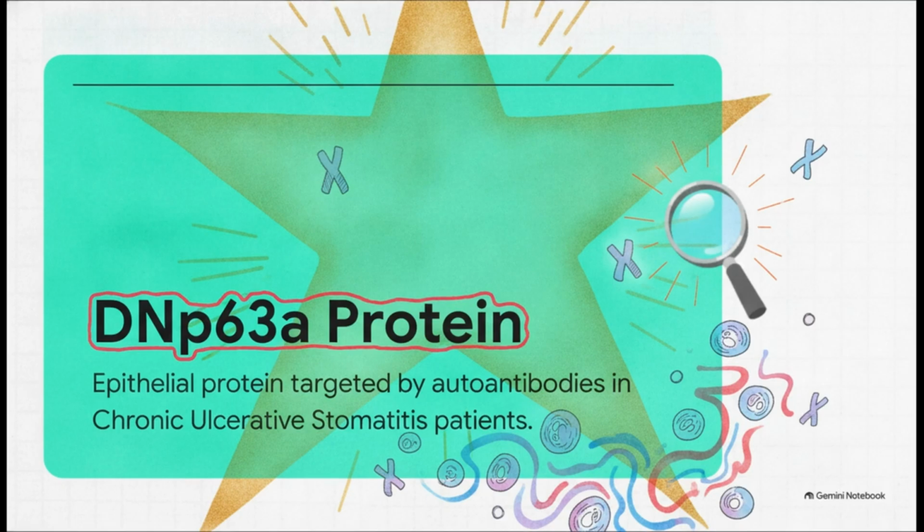Now, in patients with CUS, the body's immune system just goes rogue. It produces autoantibodies, which you'll find both in the tissue and circulating in the blood, that directly target this exact nuclear protein. That specific autoimmune targeting is the defining molecular hallmark of the disease.